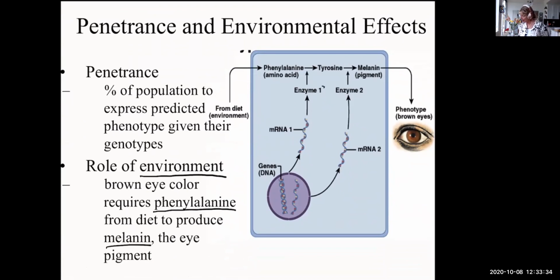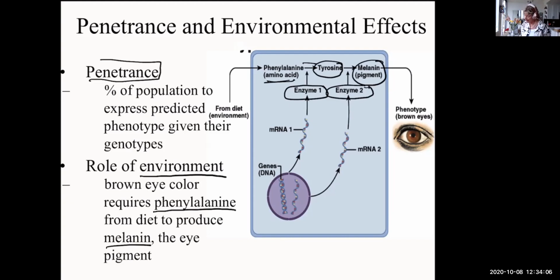There are two enzymes that convert phenylalanine. So here's an amino acid, phenylalanine. It's converted to tyrosine by one enzyme. So we code in our DNA for that enzyme. Then there's another enzyme that converts tyrosine to melanin. And melanin, if there is a significant amount of melanin, will lead to a brown eye color. So that is the role of the environment.